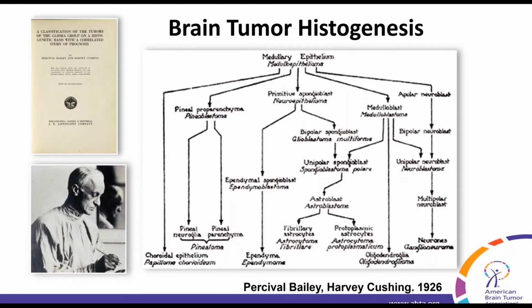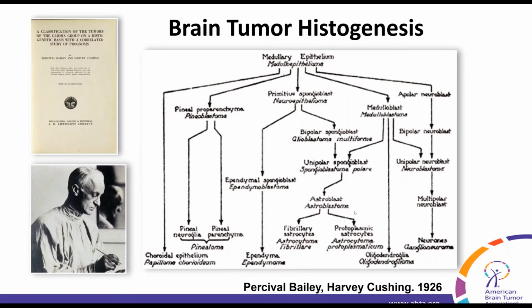So the main point is that these were tumors that were identified under the microscope as having certain appearances. So an astrocytoma, for example, shown right here, had the appearance under the microscope of an astrocyte, whereas an oligodendroglioma had an appearance like an oligodendrocyte.